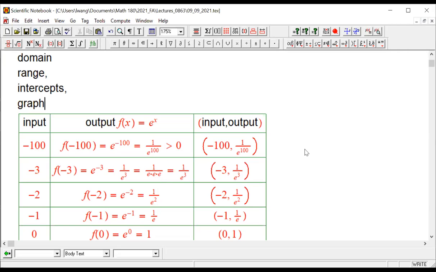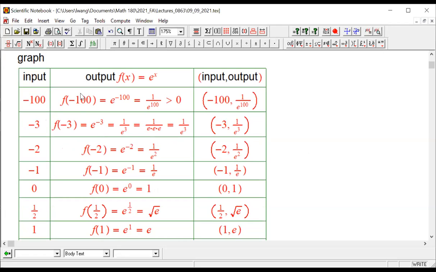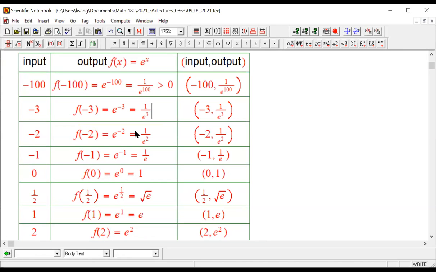Okay. Now, when my input is -100, I'm leaving this line here for some future use. Mainly for input -3, the output will be e to the power -3. E to the power -3 is 1 over e to the power 3. That's 1 over e cubed. So I can totally just simplify this piece, right?